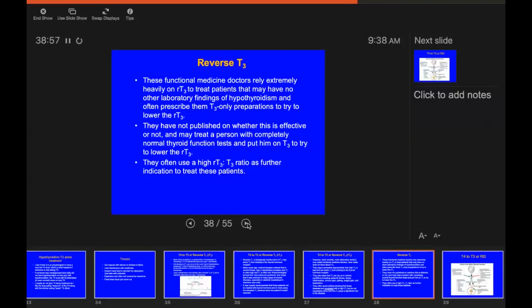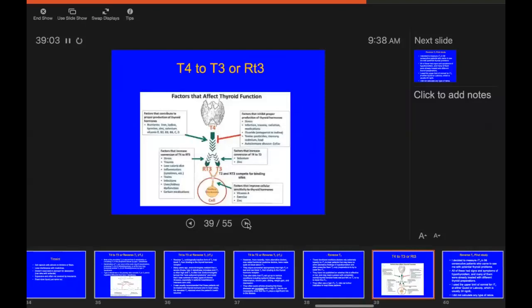They sometimes use the ratio of reverse T3 to T3 as an indication to treat these patients. And this is not my slide. This is somebody else's. I'm not sure I completely agree with everything on the slide, but you have T4 going to either reverse T3 or T3. It goes into the cell. The T3 binds. Reverse T3 blocks it.